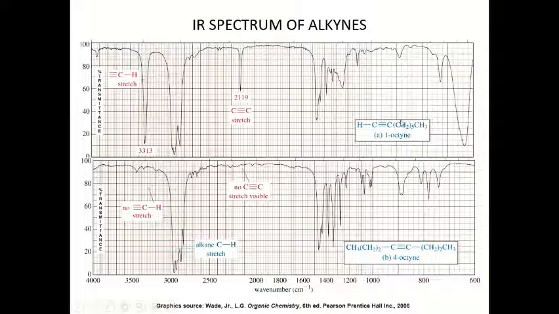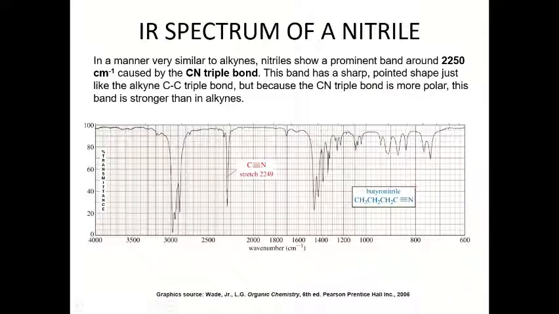It can be seen in this region for the terminal or unsymmetrical alkyne, and for the symmetrical one you don't see it. In this region as well, the CH stretch signal is very easy to identify, since it is very sharp and intense, and in the symmetrical one you cannot see it either. In the case of the CN triple bond, this band has a sharp pointed shape, just like the alkyne CC triple bond. But because the CN triple bond is more polar, this band is stronger than the alkyne.